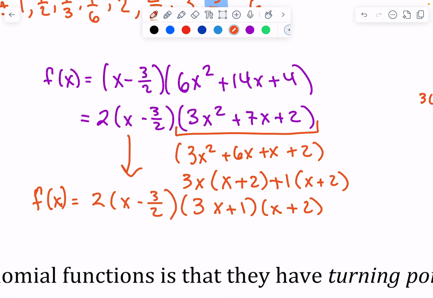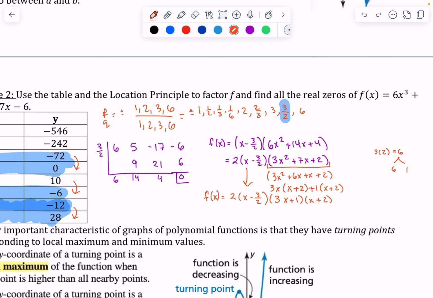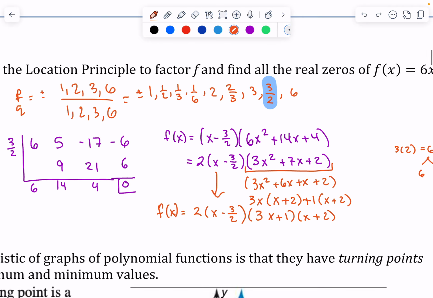So that is the complete factored form of f of x. Okay? Now remember, we use the location principle to help us because we had so many possibilities here and a lot that weren't going to work or were going to be annoying to check, like 2/3, 1/6, 1/3. So we use the location principle to eliminate most of the possibilities and factor it in the most efficient way.